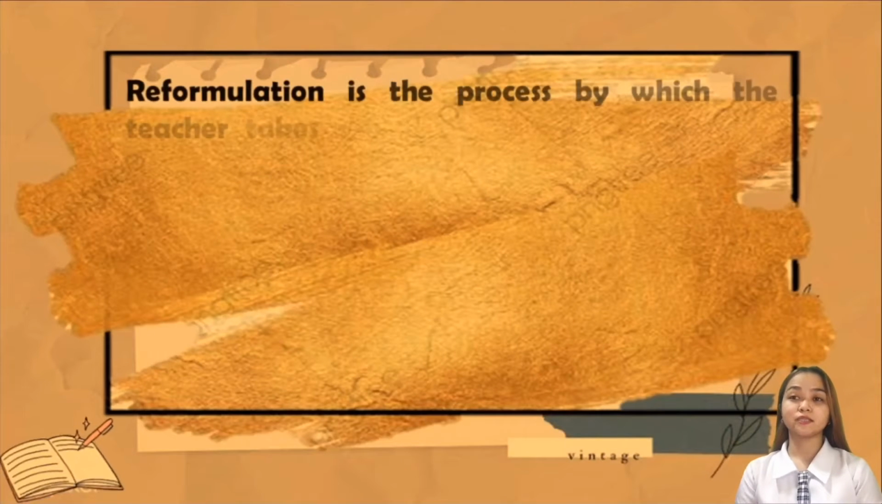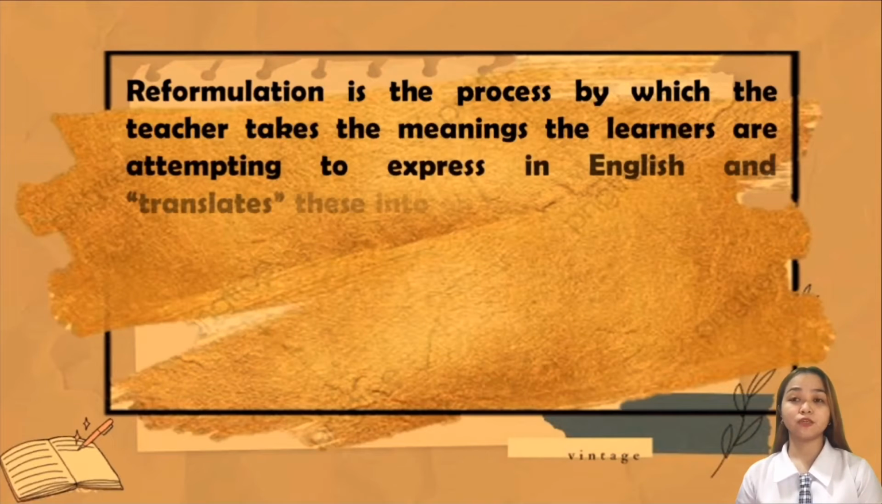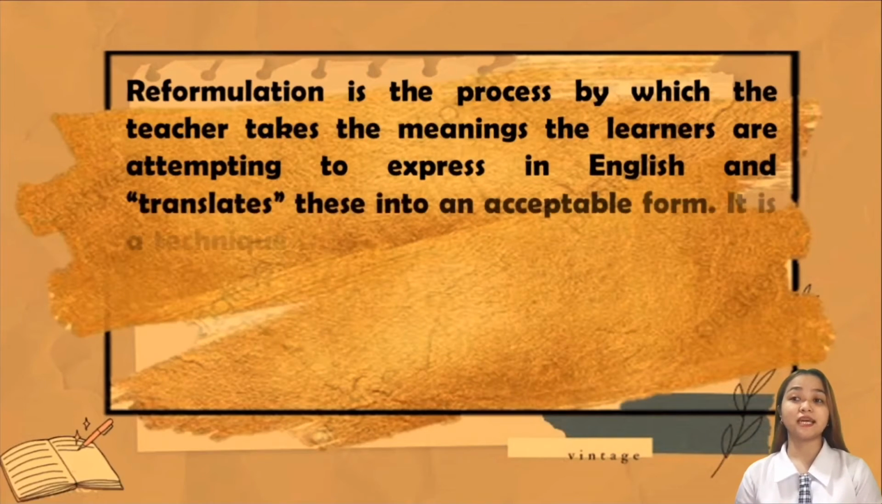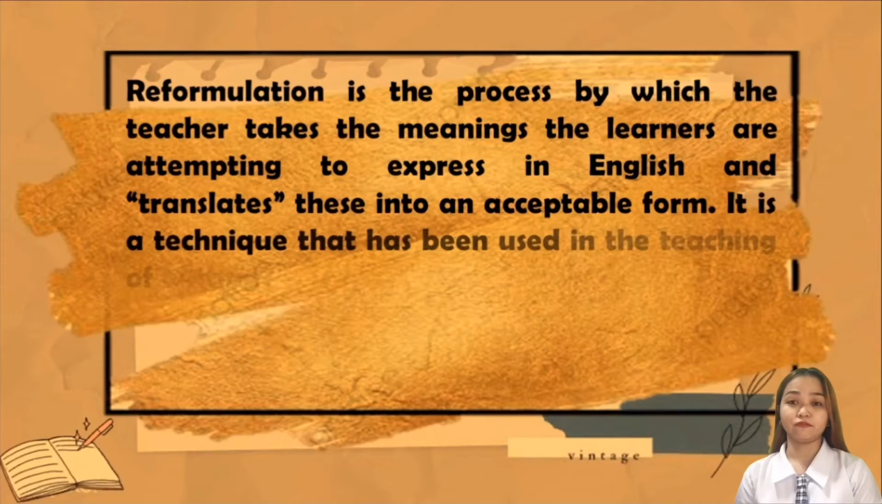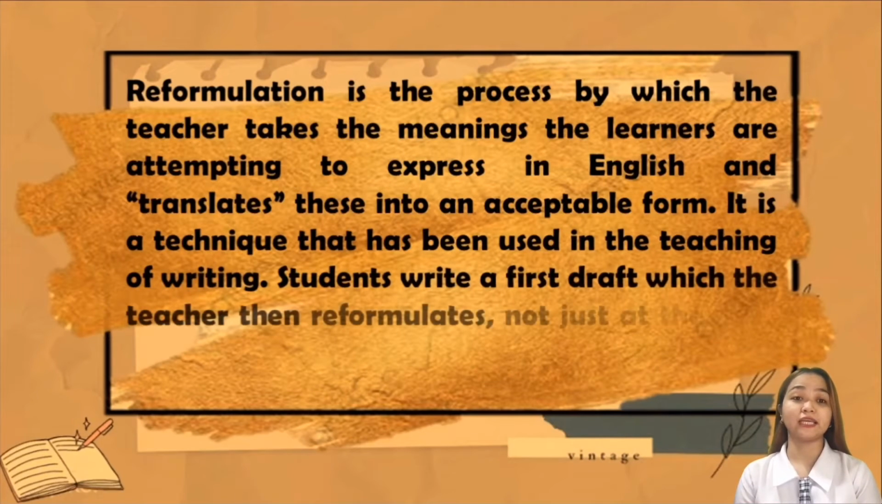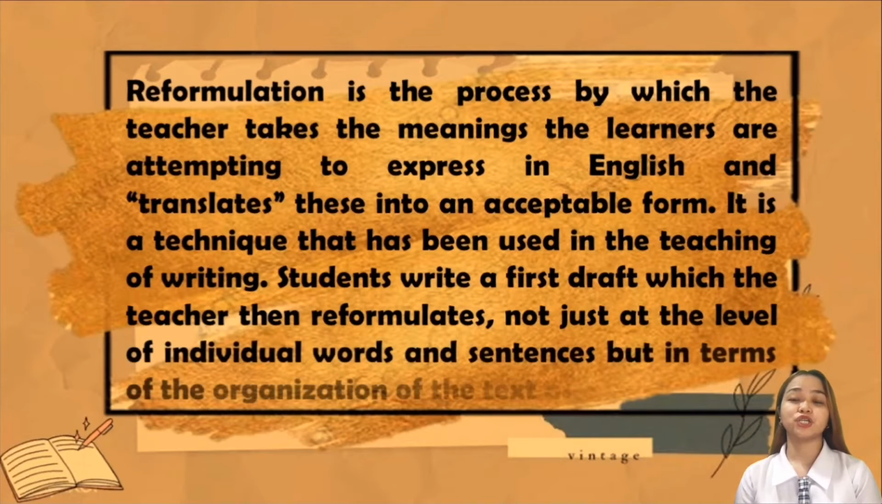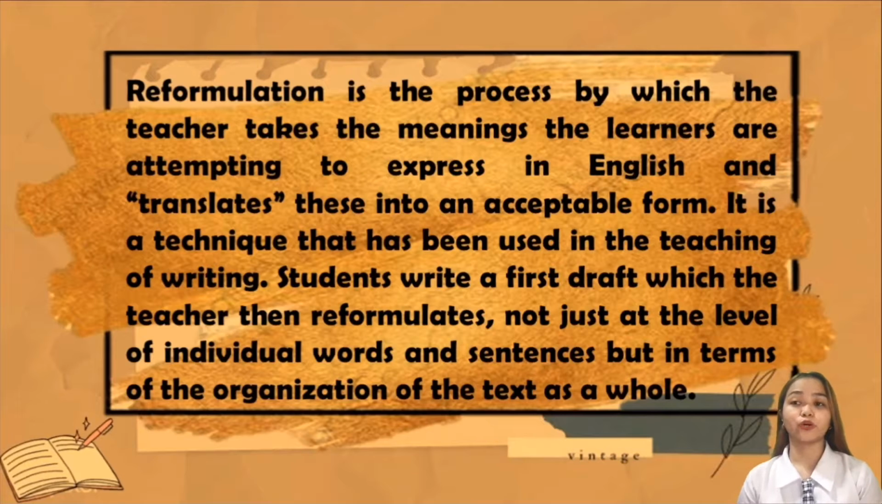Reformulation is the process by which the teacher takes the meanings the learners are attempting to express in English and translates this into an acceptable form. It is a technique that has been used in the teaching of writing. Students write a first draft, which the teacher then reformulates, not just at the level of individual words and sentences, but in terms of the organization of the text as a whole.